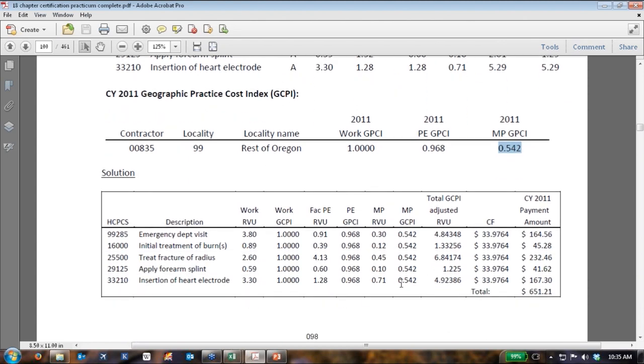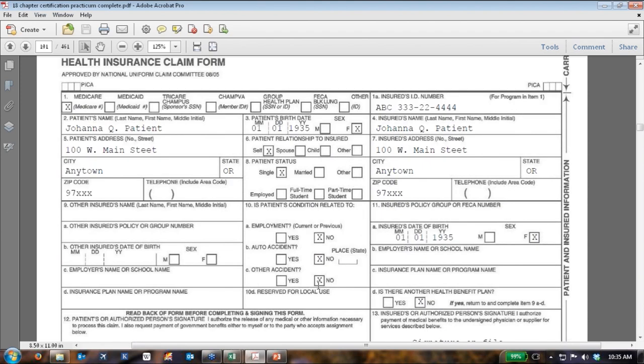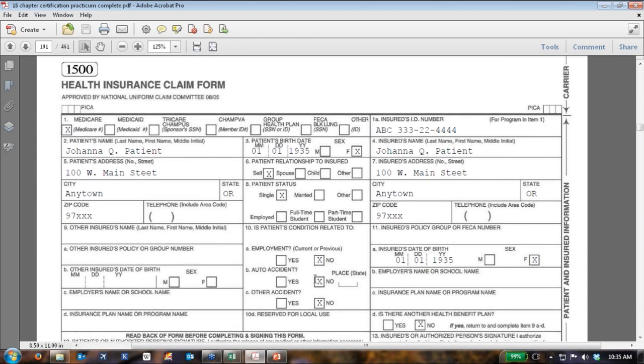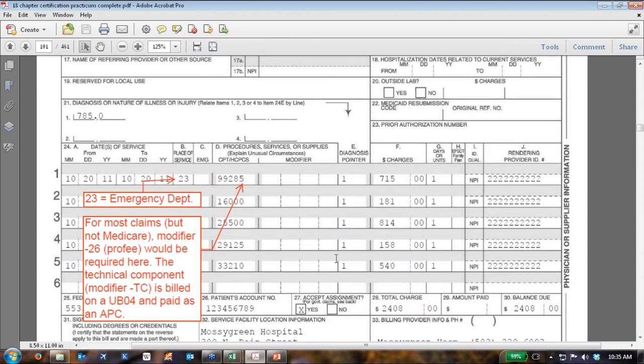So here's an example of how the calculation works. Powerful tools, and here, since I showed you a UB04, I'm also showing you the associated claim form for the physician, which is a 1500 form. And we're going to have to leave it at that. Again, this is good information. If you don't do this every day, you can really learn and make up your deficit in knowledge by looking at this section in the book.